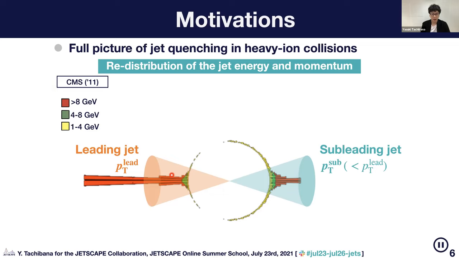Here we can see two collimated prominent peaks. On the left hand side, you can see a very narrow but very high peak, and a bit broadened but shorter peak on the other side. On the left hand side we can find the highest pT jet, called the leading jet. On the right hand side, we can find a jet by applying a jet reconstruction algorithm, and it has smaller pT than the leading jet, so we refer to it as the subleading jet. As I defined, the pT of the subleading jet is smaller than that of the leading jet.